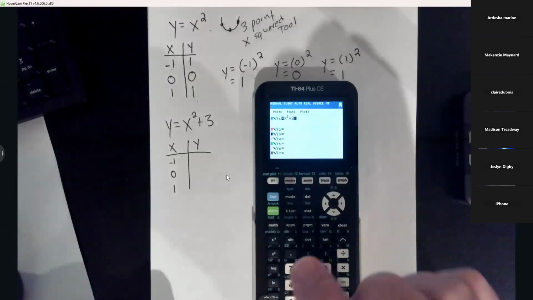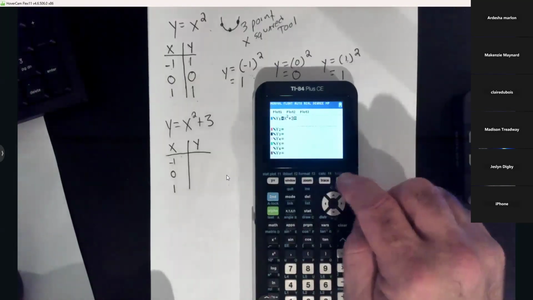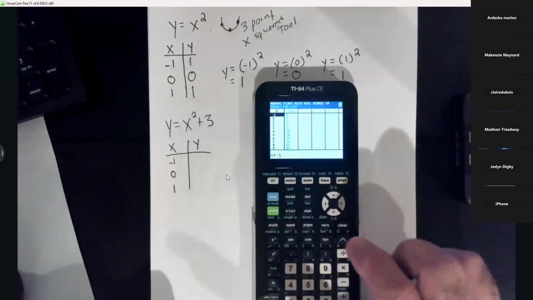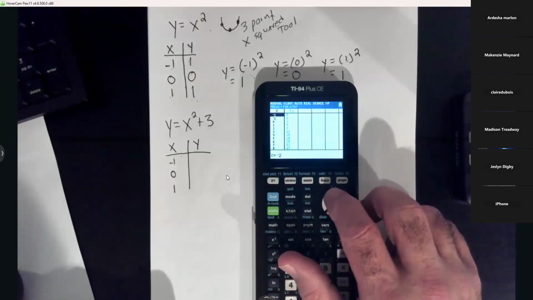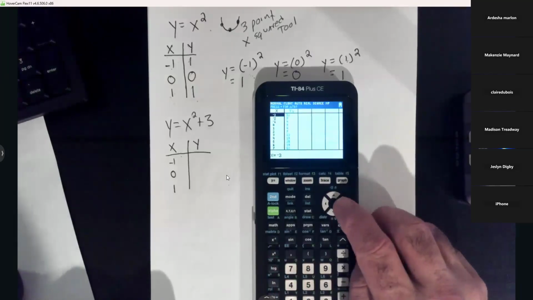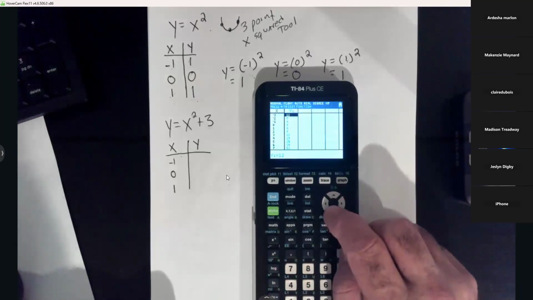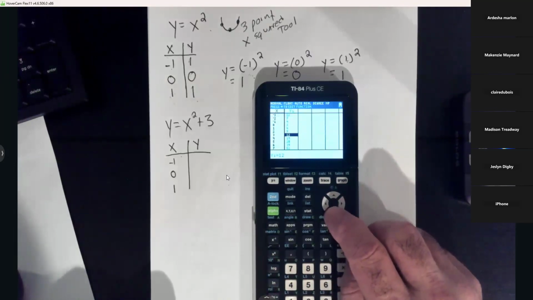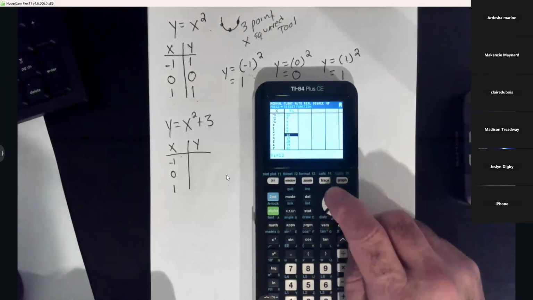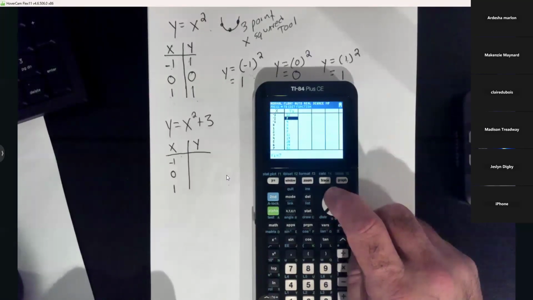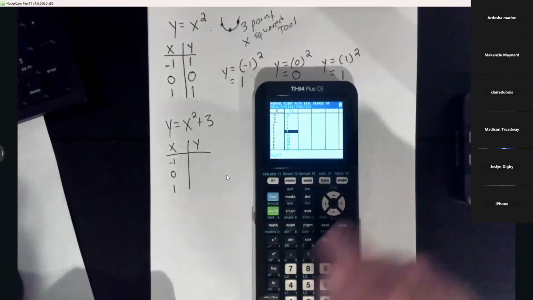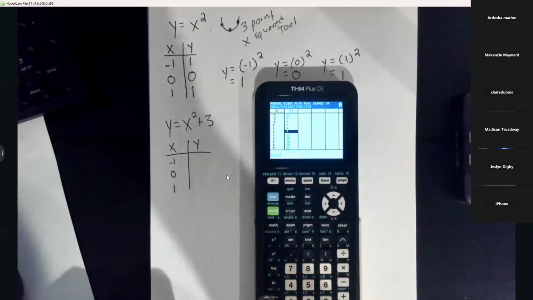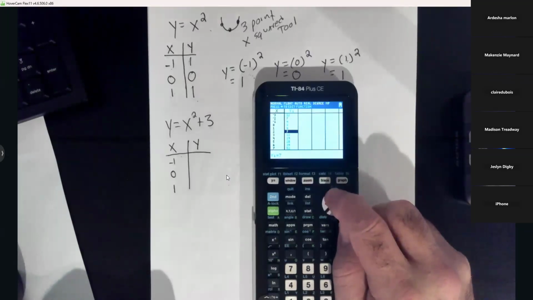All right, so I'm going to look at the points. I'm going to hit second graph to look at the table. And y'all let me arrow up just a little bit so that y'all can see the symmetry on this. So at negative 3, you get a 12. Down here at positive 3, you get a 12. Negative 2, you get a 7. Positive 2, you get a 7. These x squared graphs are definitely symmetric, okay?